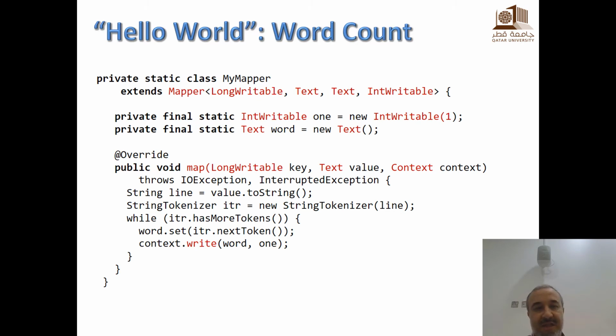You'll see that there is a mapper class. You have to extend the actual mapper. So this is my own class that extends the mapper. And you see here that the mapper has 4 type parameters. What are these 4?